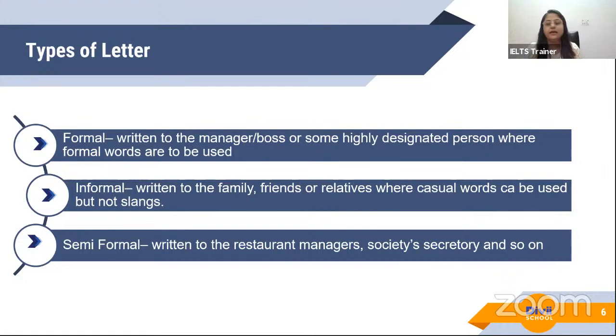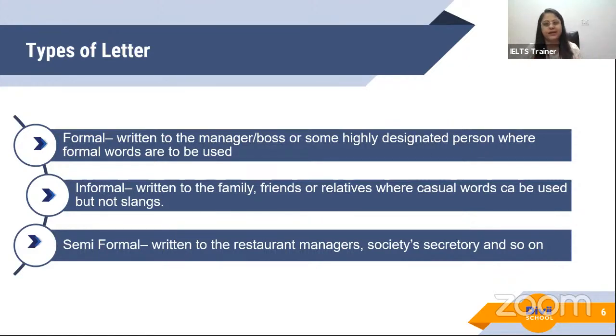Formal letters are the letters which are written to the boss, managers, or some higher authority. Here you need to be very careful about the words and sentences you're using. You can write a letter to the boss asking about plans for an upcoming project, or asking for leave in the near future, or you have interviewed at some place and really want to join that company. So these sorts of letters are written in the formal sense.